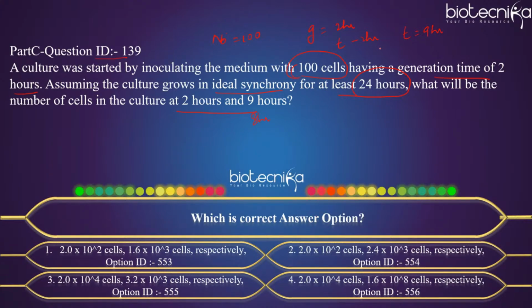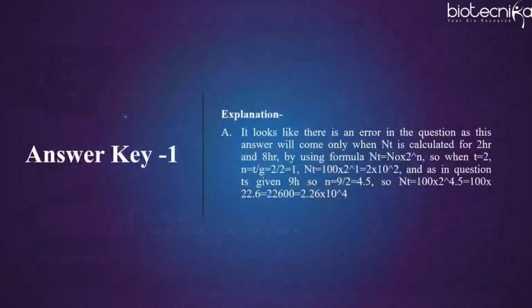N0 is given, G is given, T is given. So you have to find the number of cells, meaning you have to find NT. So what is the formula? The formula is NT is equal to N0 into 2 to the power N, where N is the number of generations. I'll just explain this formula. NT is the total number of cells after a particular time t.